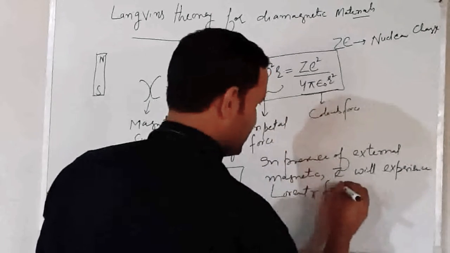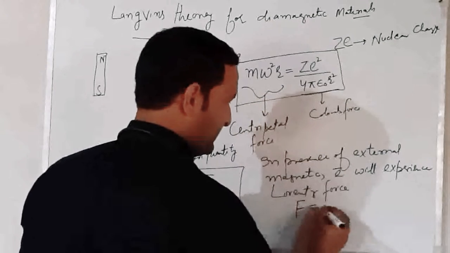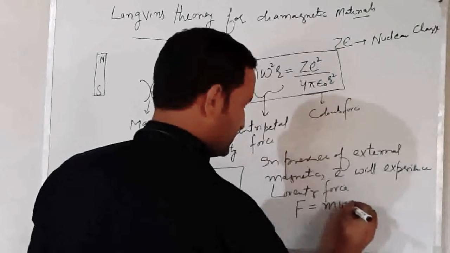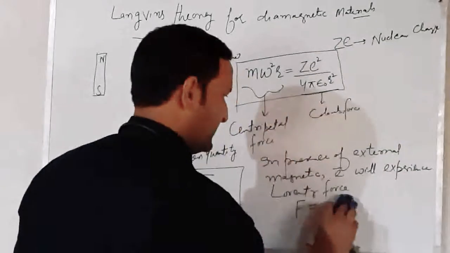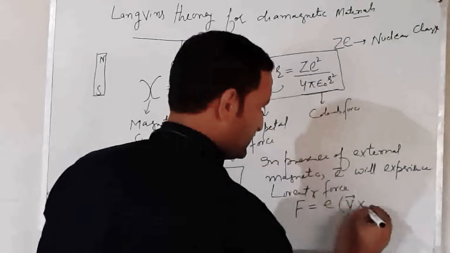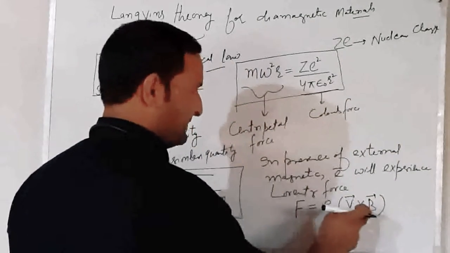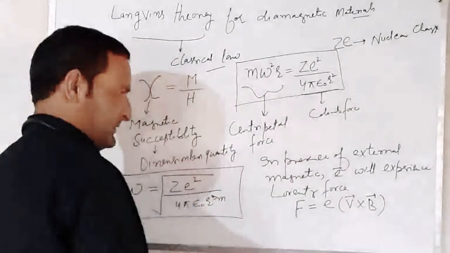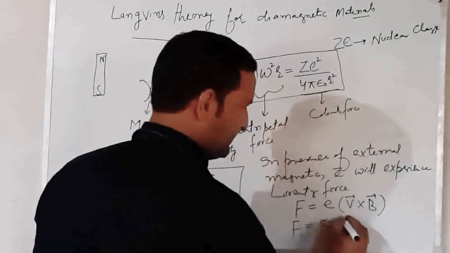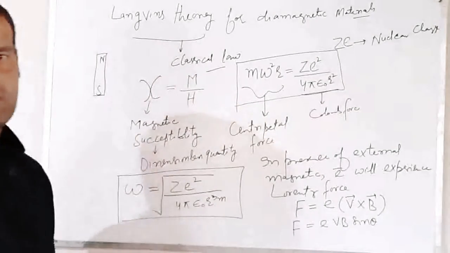We are familiar with this force. It will be F equal to m omega naught square r, that will be equal to e V cross B. V is the linear velocity, B is the magnetic flux density. So we can write it as F equal to e V B sine theta, because A cross B equals A B sine theta. This is the cross product of two vectors.